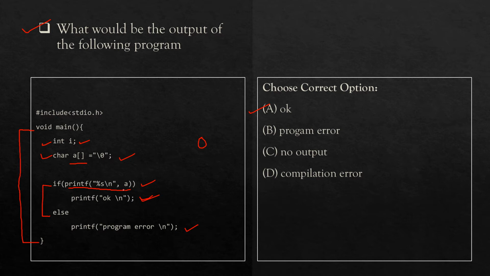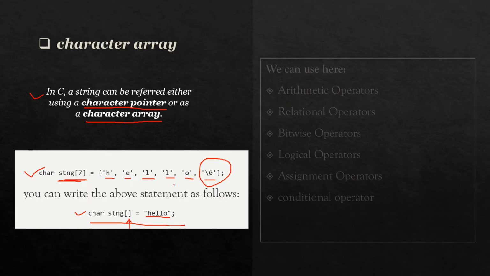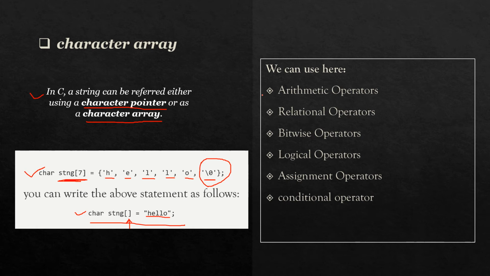Other than this, we can put 0 here, 1 here, or we can use any kind of expression or any operator. We can use the arithmetic operator, also the relational operator, and we can use bitwise, logical, assignment, and also conditional. We'll discuss all these things in a practical example.